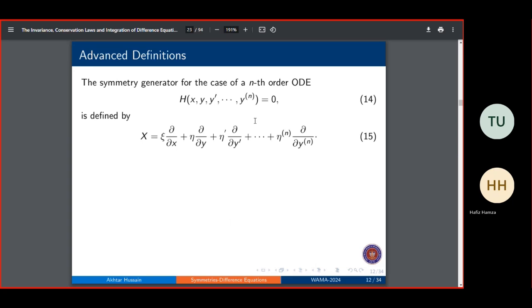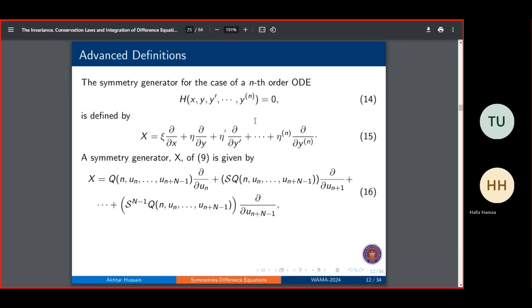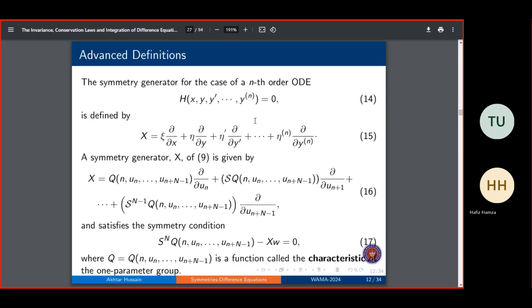If we have a differential equation, then the symmetry generator for this ordinary differential equation is given as, where xi and eta are the infinitesimals. In a similar way, we can define this symmetry generator for our difference equation 9, that is given in 16 here, and these satisfy this symmetry condition 17, where Q is the characteristic of the one-parameter group.